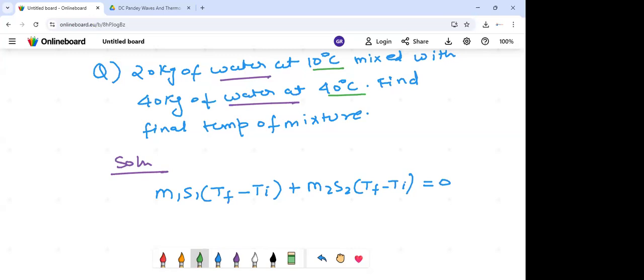Suppose we have three liquids, you will write M1 S1 (final minus initial) plus M2 S2 (final minus initial) plus M3 S3 (final minus initial) equals 0. Is the statement I have written clear to all of you? Can you explain once why it is equal to 0? I didn't understand the equation. Yeah, sure, I will explain.